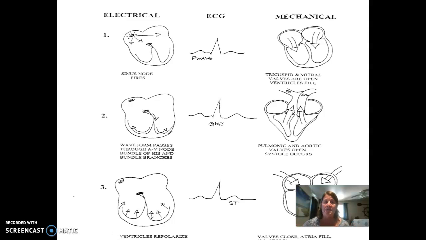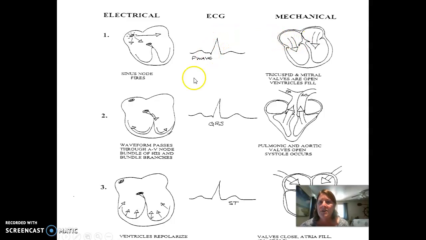tricuspid and bicuspid valves open and blood drops down into the ventricles. So 70% of your ventricular filling is just when those valves open and blood drops down into them. Then when the atria hopefully contract in response to that stimulus, it's going to push that other 30% down. And that's a lot of times known as our atrial kick.